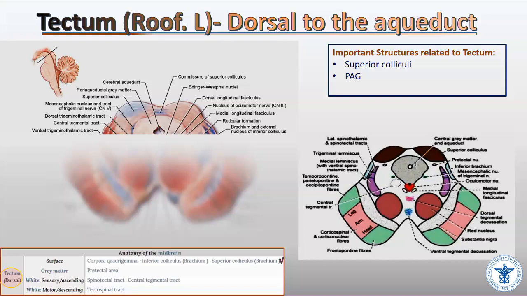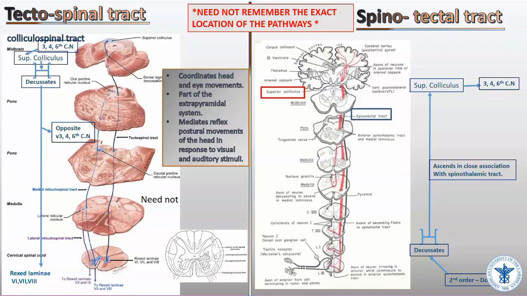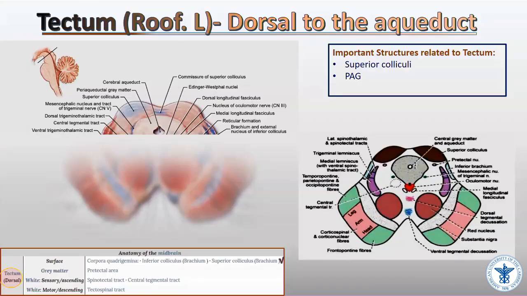Now, the tectum is made of the colliculi, so two superior colliculi, two inferior colliculi. We also have the periaqueductal gray, which I mentioned earlier. Now, this forms part of the tectum. It also forms a big part of the tegmentum. So I've left it for the tegmentum. We'll look at it later.